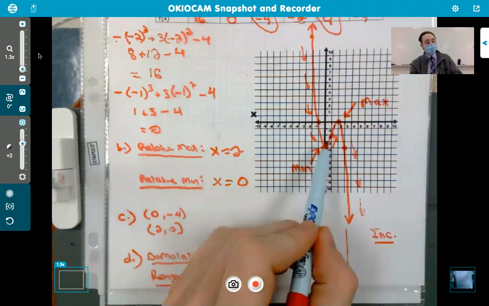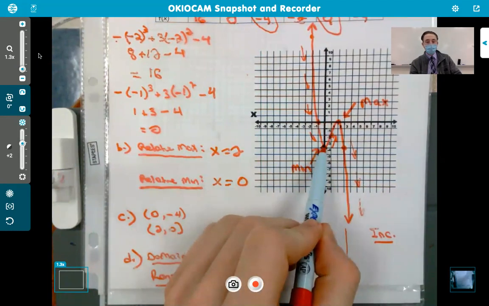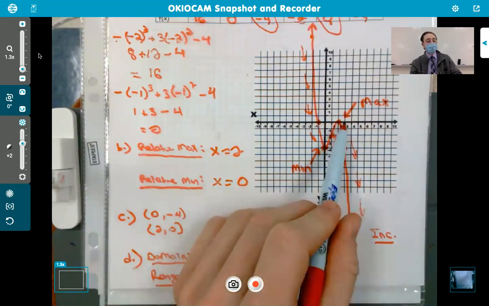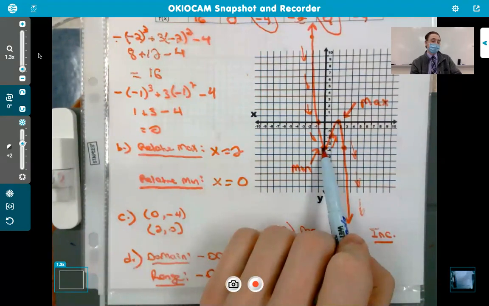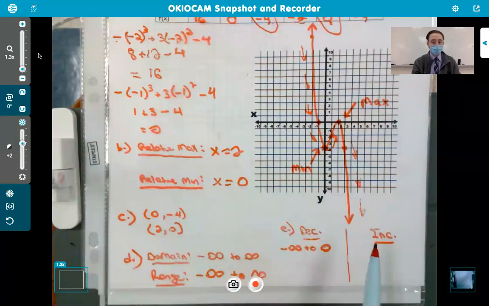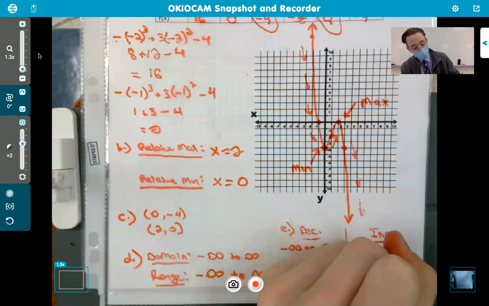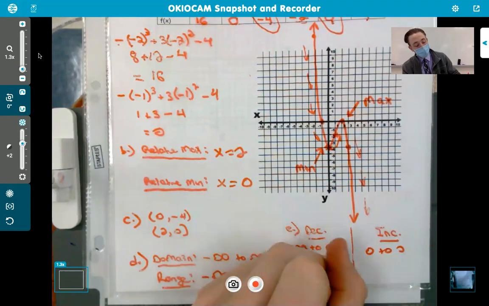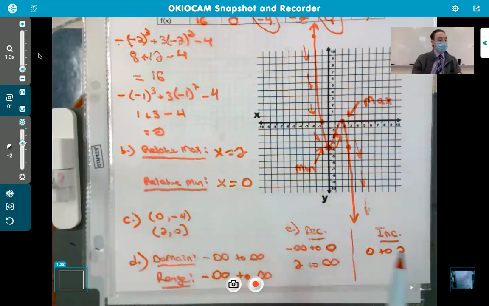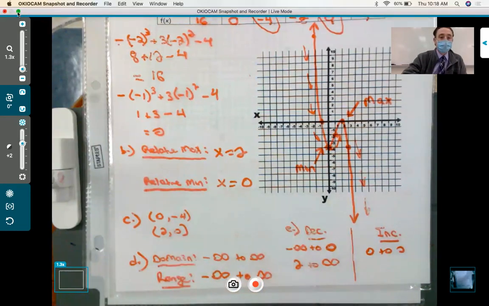And then I start to increase between those next two turning points. Well, somebody from home, what's the interval in which I'm increasing? What's the x value of this turning point and this turning point? Where am I increasing from? It's from 0 to 2, and then I'm decreasing from 2 to infinity, right? I continue to decrease.